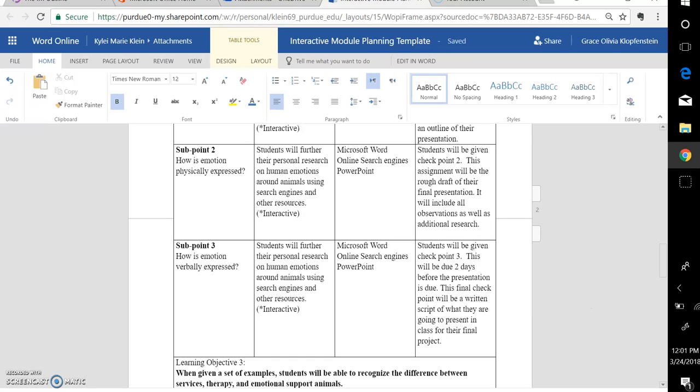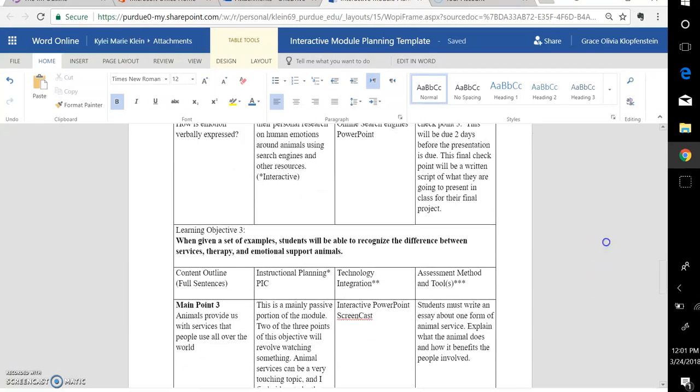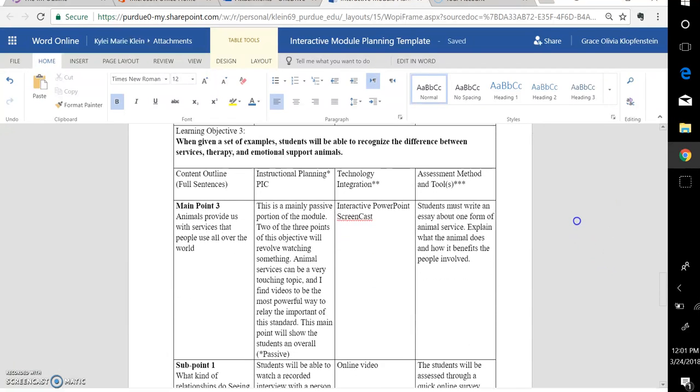And they will also further their personal research on this as well as in subpoint 3. In subpoint 3, they're saying how emotion is verbally expressed, such as, yay, oh, they're so cute, I love it so much. Just seeing how different people react around different livestock types.